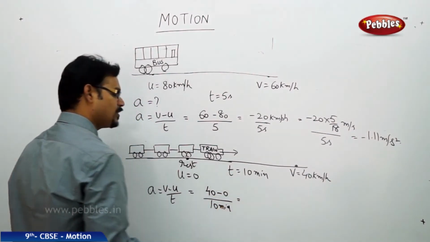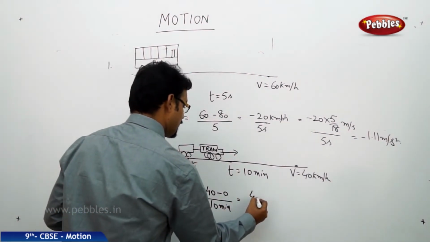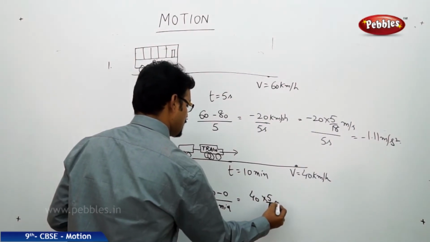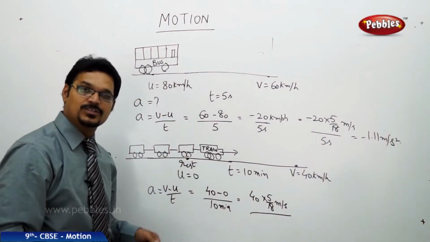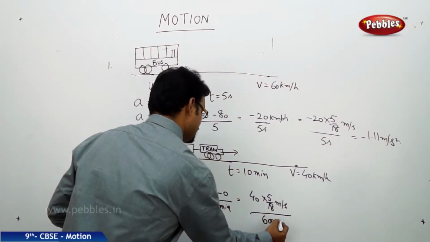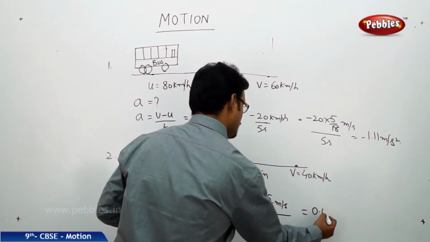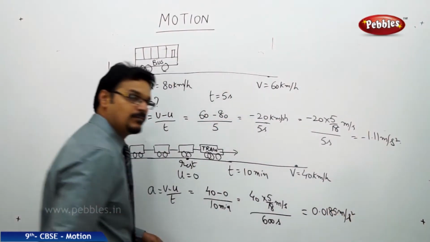So here also you need to convert everything into meters per second. So 40 km/h, if you convert it, you need to multiply by 5 by 18, which gives meters per second, divided by 10 minutes. 1 minute equals 60 seconds, so total seconds are 600 seconds. So if you simplify this, you will get the answer 0.0185 meters per second square.